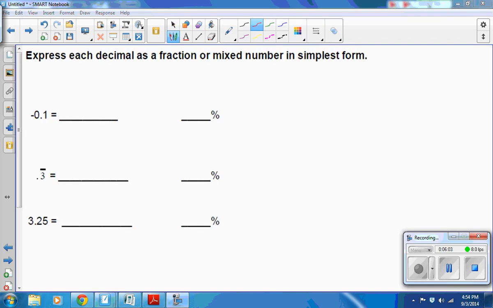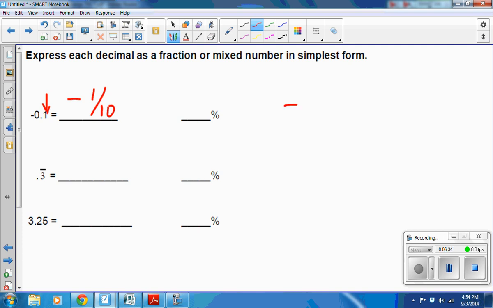All right, so this is the last part of the DIY, and we're going from decimal as a fraction to a percent, and the fraction needs to be in simplest form. So, once again, if you know the place value, going to a fraction is pretty easy here. We have negative 1/10 because the 1 is in the 10th spot. That's all it is to it.